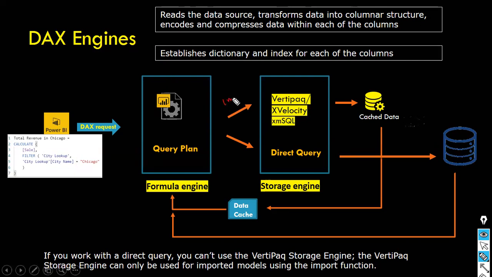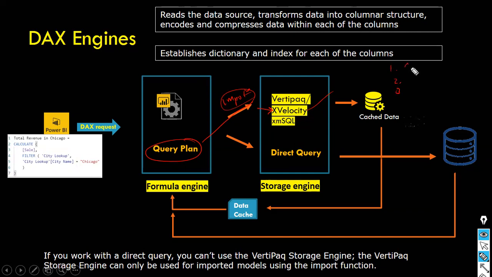So let's say you have used the import mode for your customer table or sales fact table or something like that. In the case of the import table, the formula engine generates the query plan, and since it's an import mode, the query plan will be sent to your storage engine. And here, the X velocity engine will get kick started, and it performs three tasks.